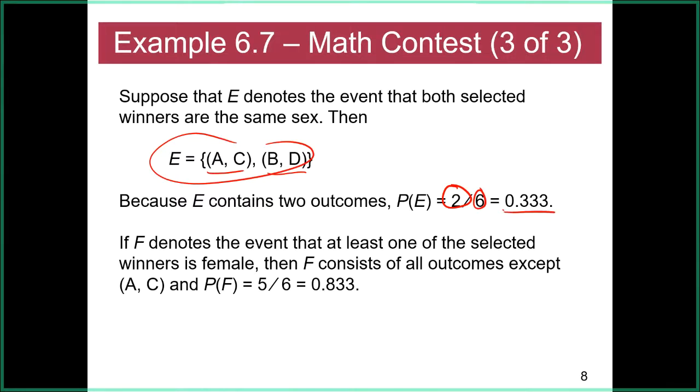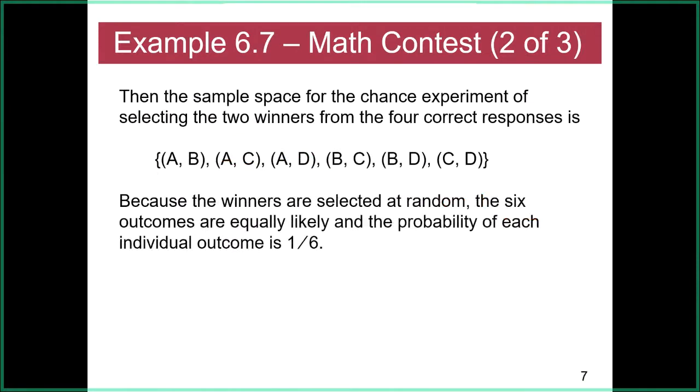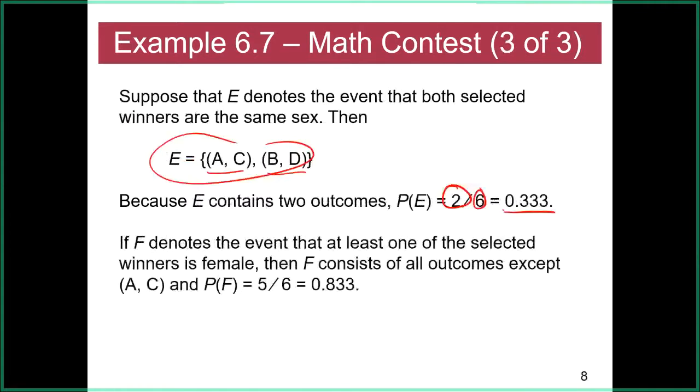Let F denote the event that at least one of the winners is female. Well, if we look at the outcomes back here, there's one that's female, one female, both are female there, and one female there. 5 out of the 6 contain at least one female student, for a probability of 0.833.